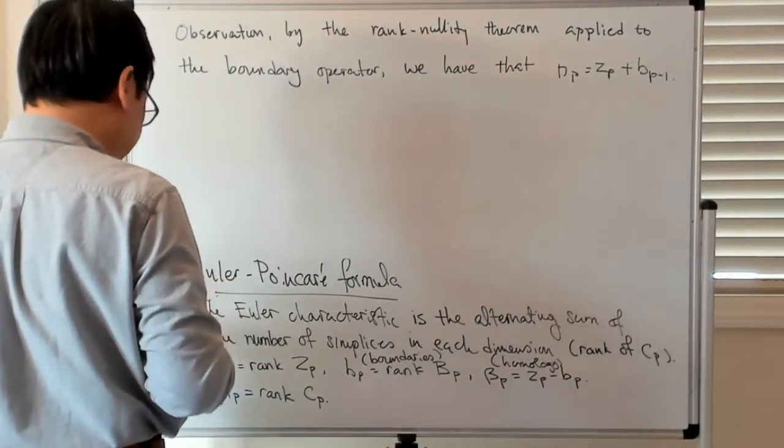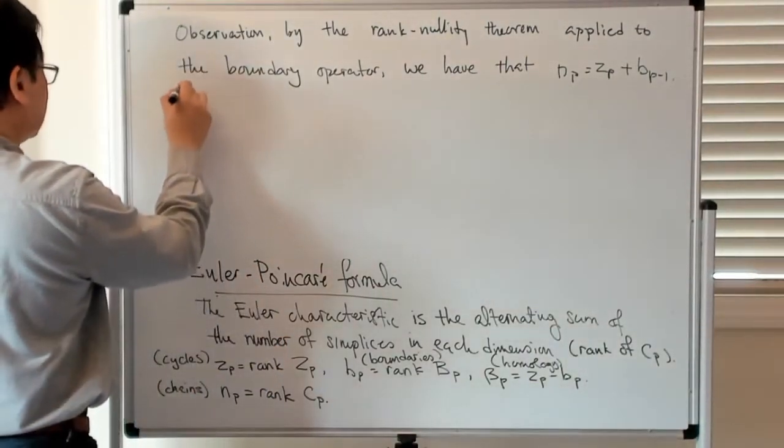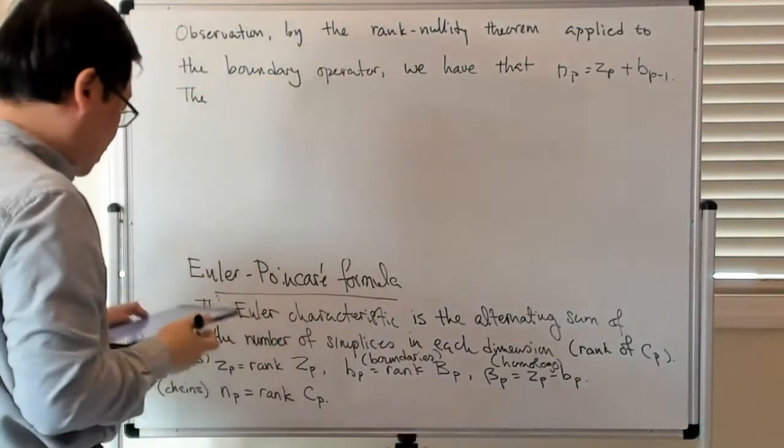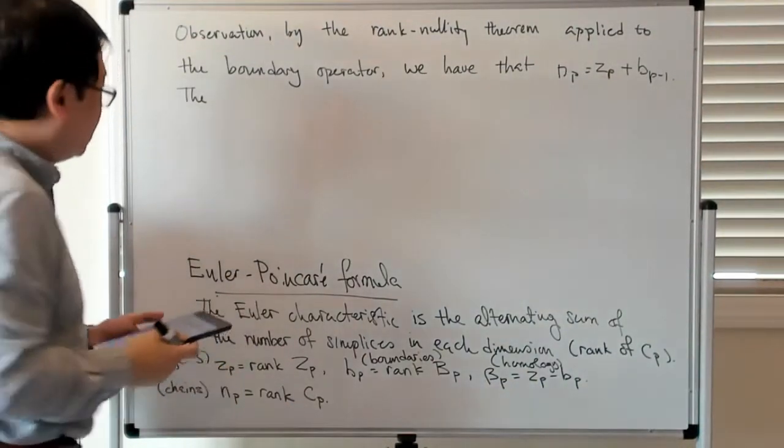So we know that the Euler characteristic, right, is the alternating sum of the number of simplices in each dimension, right?